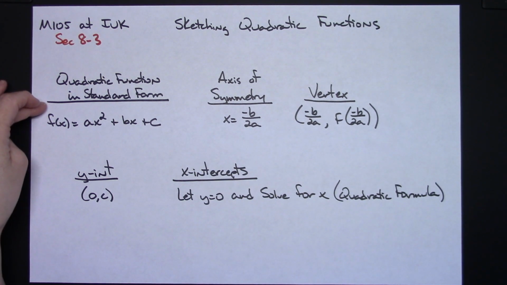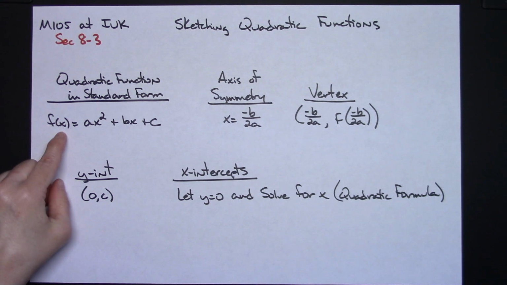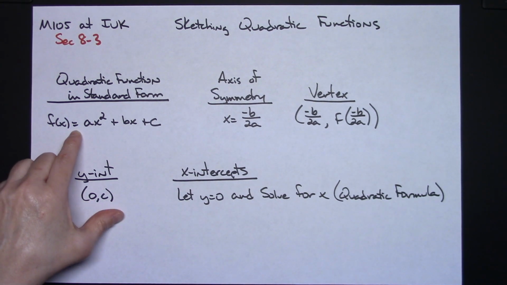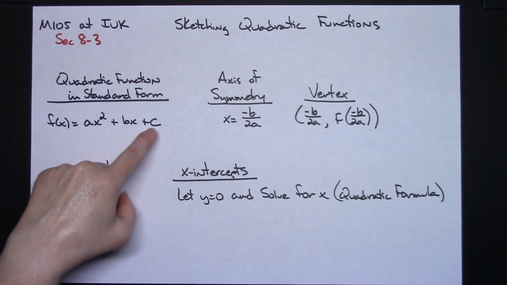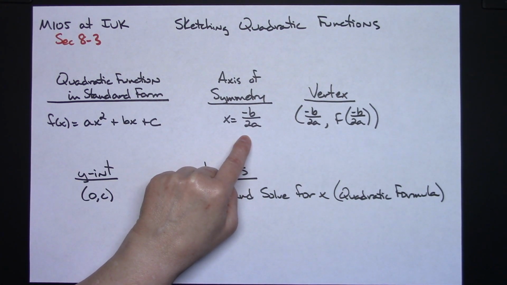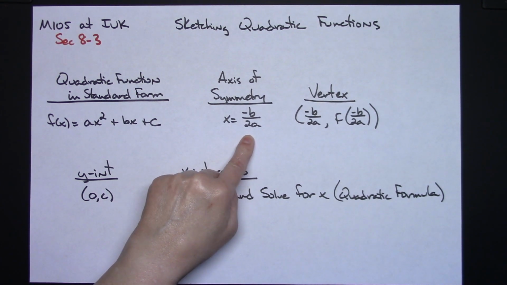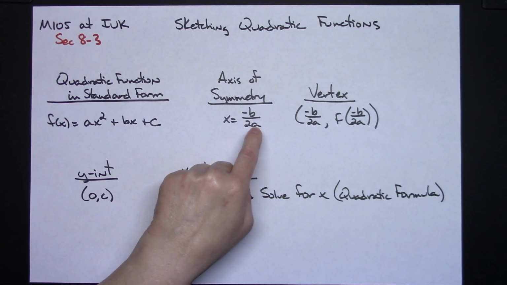So first off, I wanted to take a look at a quadratic function in standard form. If it's a function, it's going to have this f of x notation. Alright, ax squared plus bx plus c is just your standard form. Your axis of symmetry is found by the formula x equals negative b over 2a. That's a pretty common formula. You probably are used to this from your high school Algebra 1 and Algebra 2 classes.